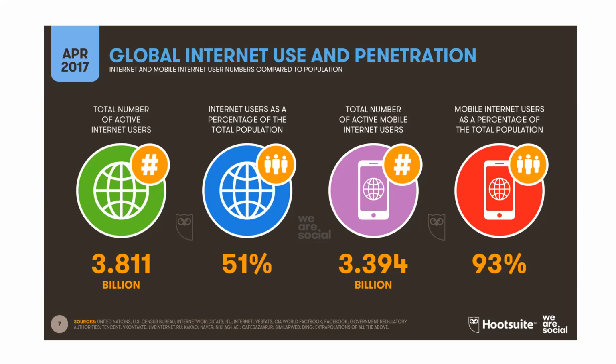And especially nowadays, everything goes mobile, and mobile internet users are, you can see the figure, 3.39 billion users. So if you look at the usage of mobile internet users as a percentage of total population, it's about 93%. Which means you will see how this affects society at large.